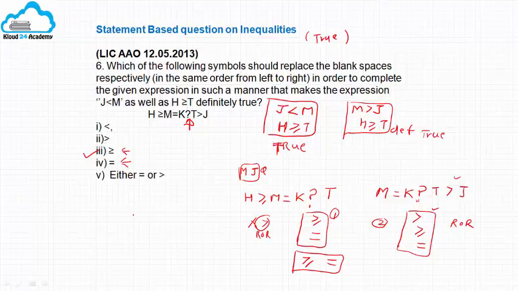Reason: in greater than or equal to, we get greater than also, or equal to also. In equals to, we get only one, that is equal to. So this sign covers greater also, equal also, both. And this sign covers only one. So we'll go with both, that is third.